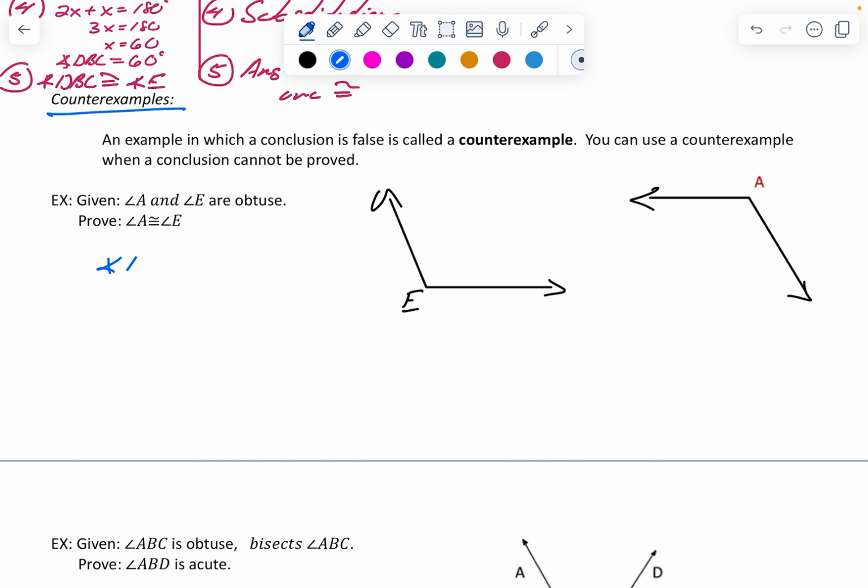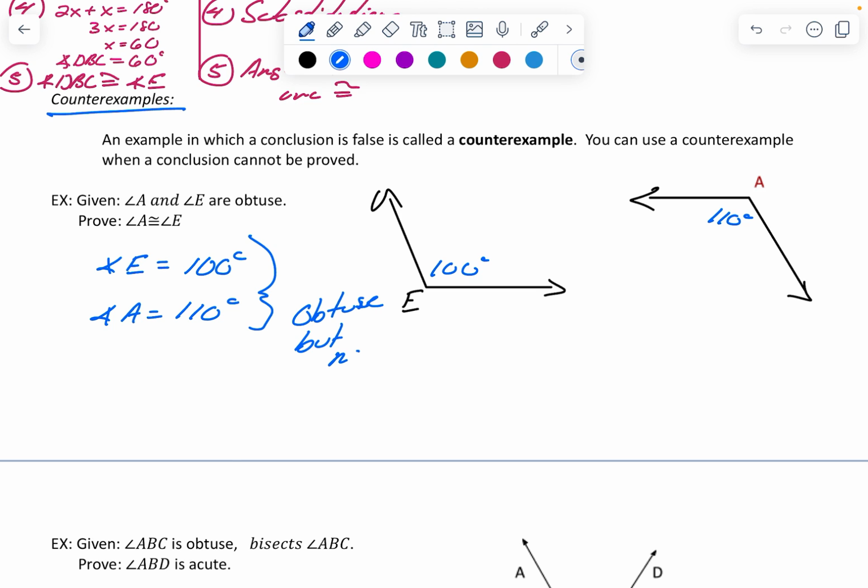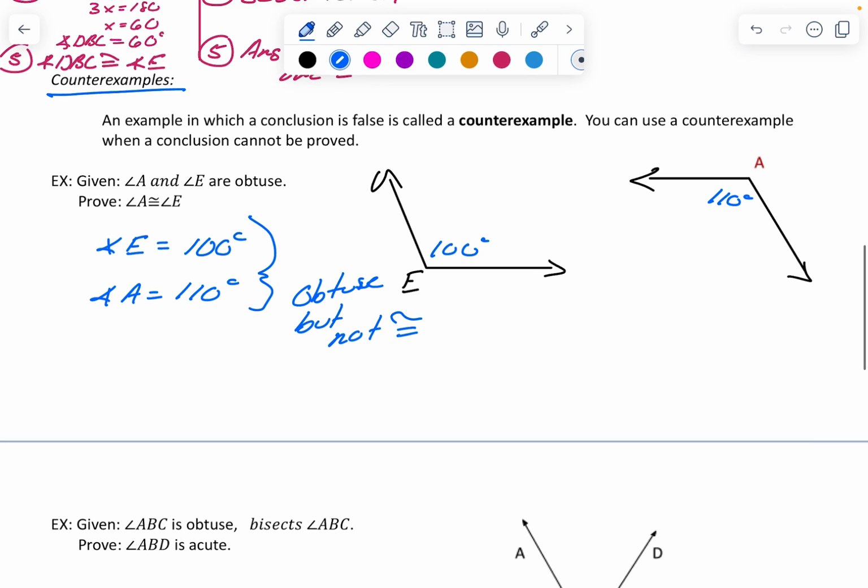So what if we said angle E was 100 degrees? And what if we say angle A was 110 degrees? Technically, they're both obtuse, but not congruent. And so this is false. It can't be true because we came up with an example where it's not.